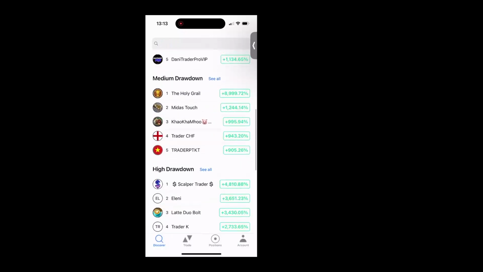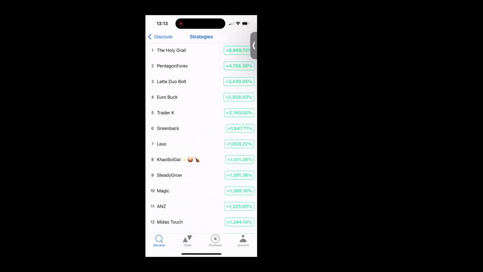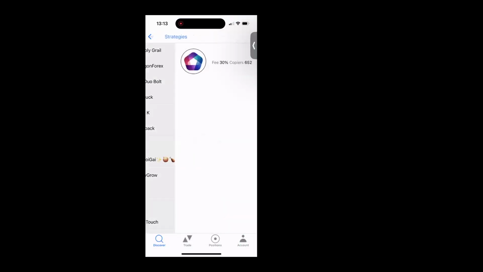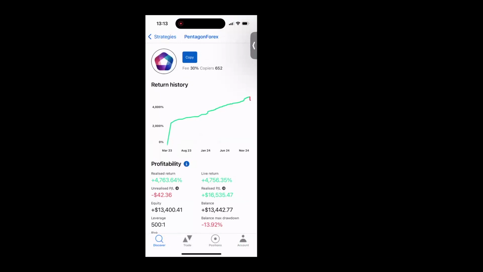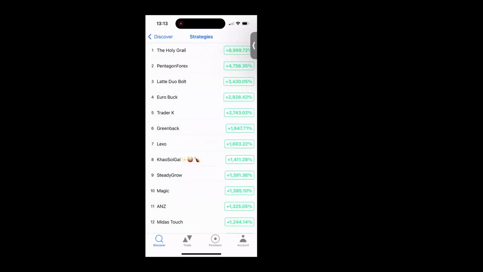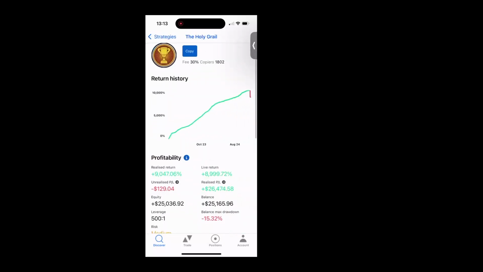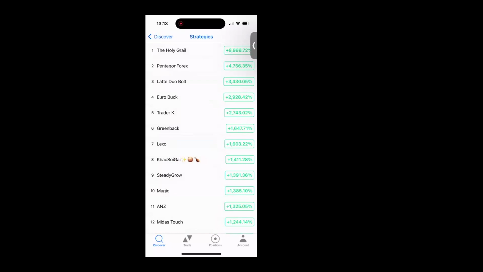Now, to scroll down, I'm going to show you what each trader's profile looks like. They all follow a similar format, but are fundamentally different based on the trading patterns of the account. Now, what I'll do is I'll show you Pentagon Forex. Pentagon Forex is the second best signal provider on the app based on live return. You've also got the Holy Grail here, and like I said, thousands of different ones.